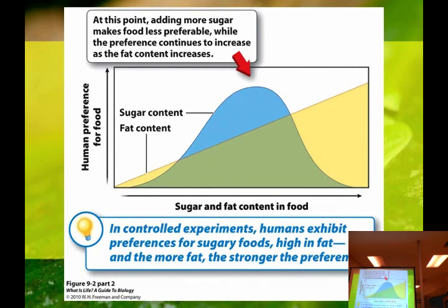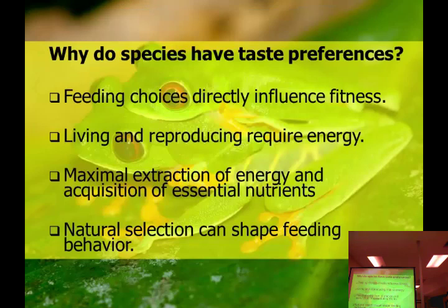And so what they found through doing controlled experiments is that humans exhibit preferences for sugary foods that are high in fat, and the more fat, the stronger the preference. So let's say you get up in the morning and you eat your whole grain bread, and you really like the way the whole grain bread toast tastes. If you add butter to it, though, it tastes better. If you eat a donut, that's going to taste even better. And that's because humans prefer to have things that are the highest in fat and that have a lot of sugar to it. And so certain species are going to have certain taste preferences.